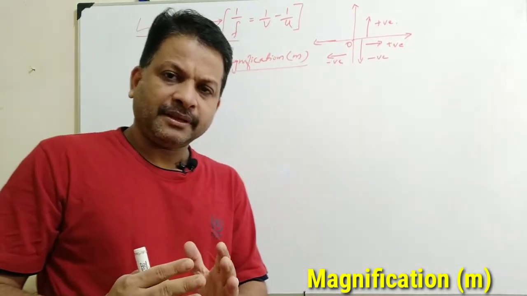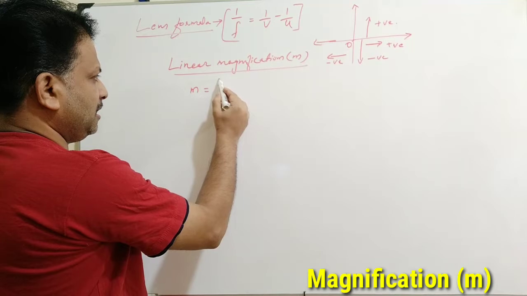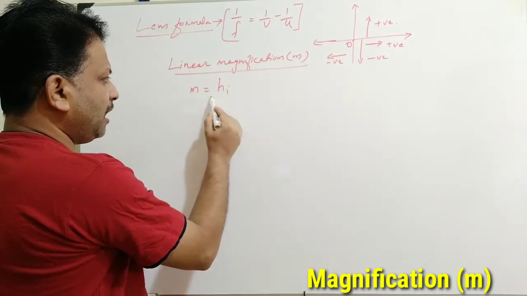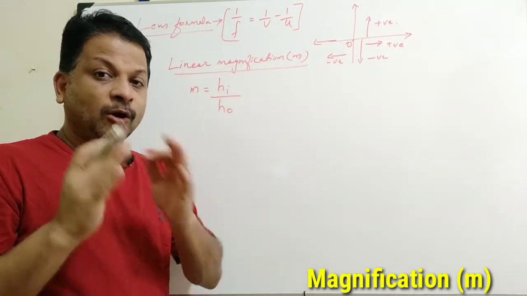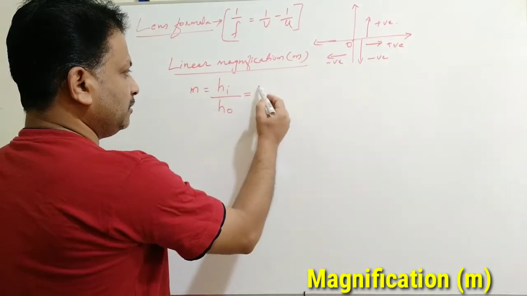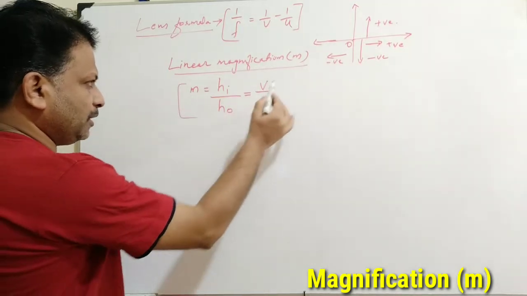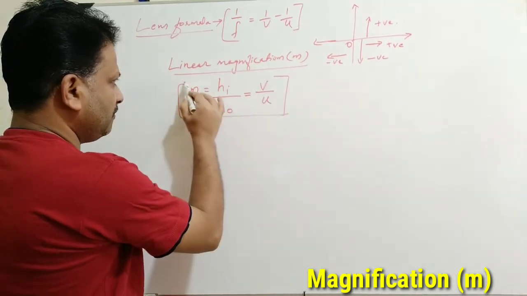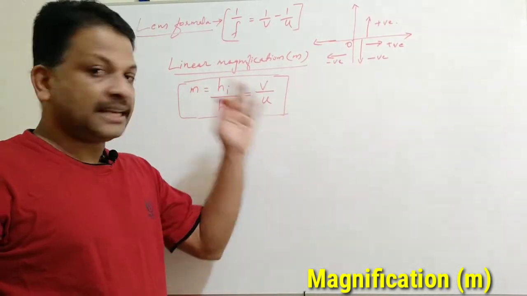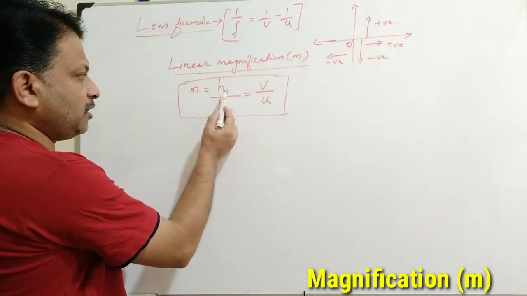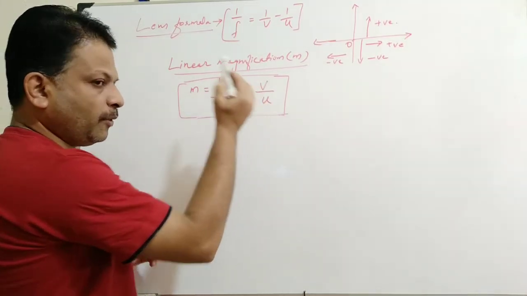So mathematically, magnification is a ratio between the size of the image, or height of the image, which I take as hi, upon the size of the object, ho. Or in terms of image distance and object distance, magnification m is equal to image distance upon object distance, v by u. A very important formula, a tiny little formula which gives us a lot of information about the nature and size of the image. So magnification is equal to height of the image upon height of the object, hi upon ho, that's equal to v upon u.